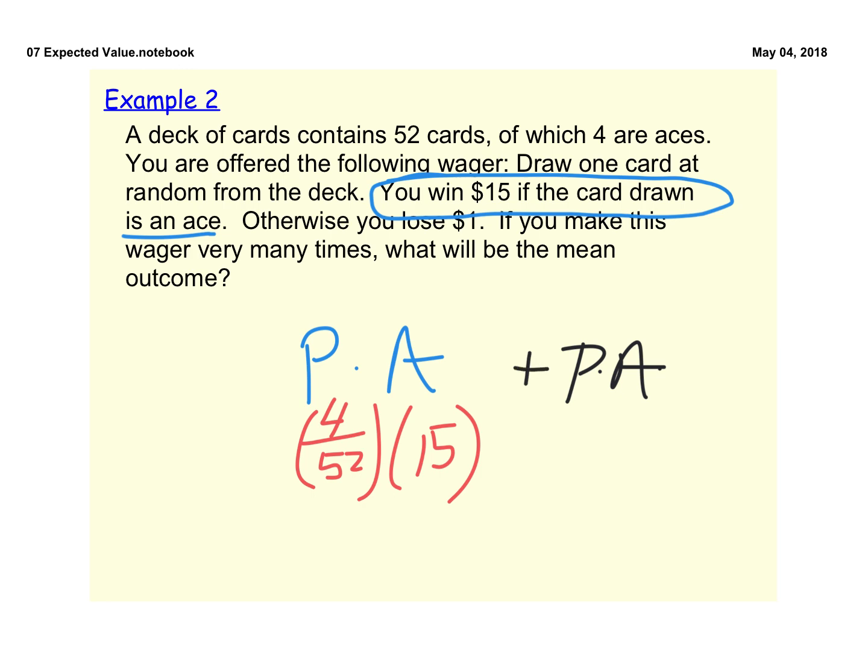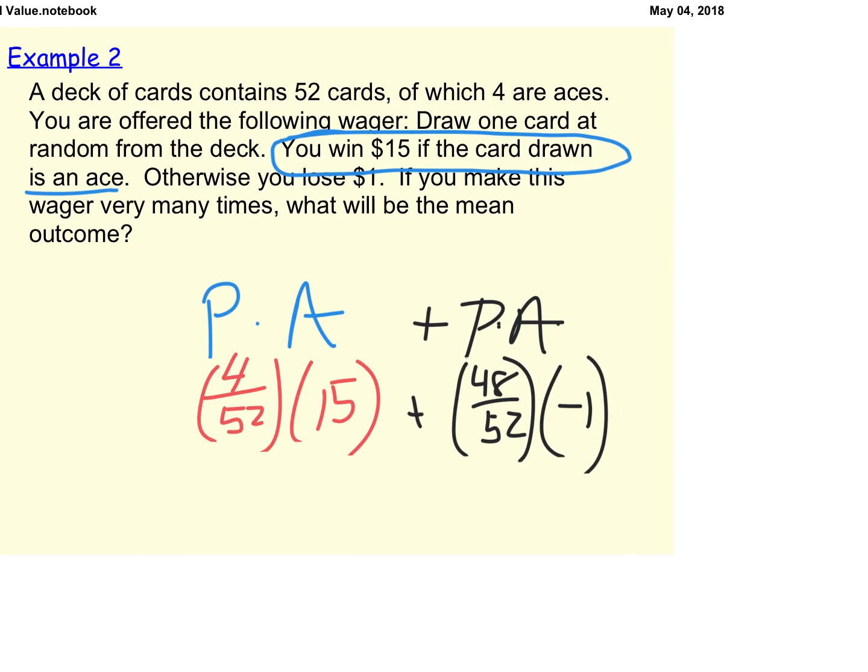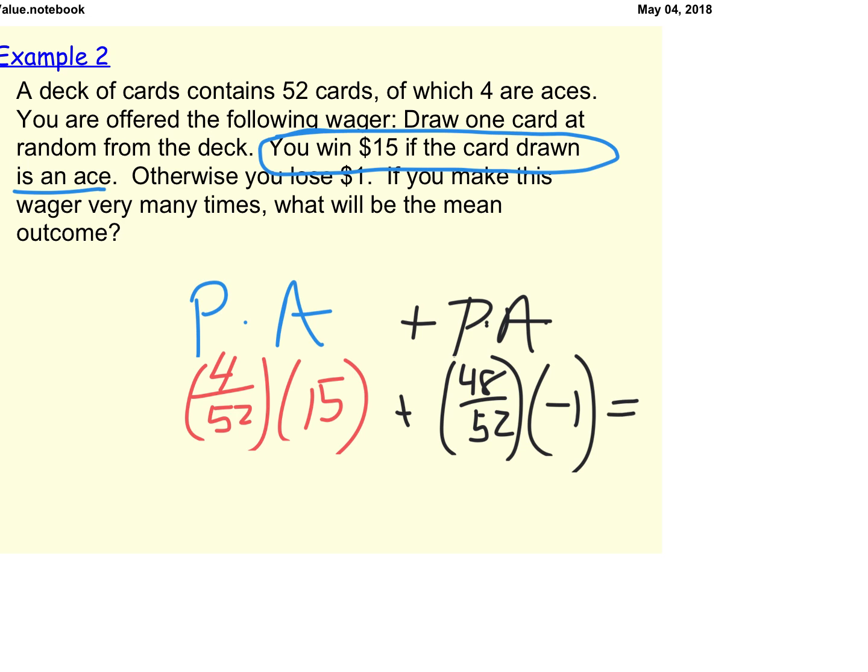Well, I guess that's the only thing that can happen. No. You either get an ace or what? You don't get an ace. What's the probability of that? 48 out of 52. Times the amount you get if that happens. Yes, -1. You add it all up, and that'll tell you if this is smart or not.